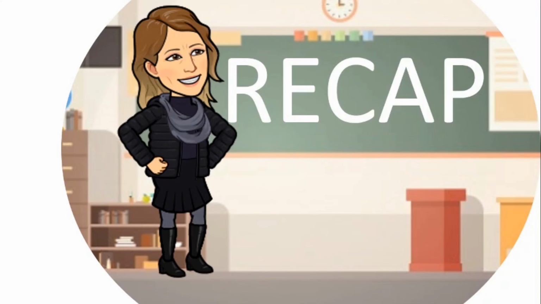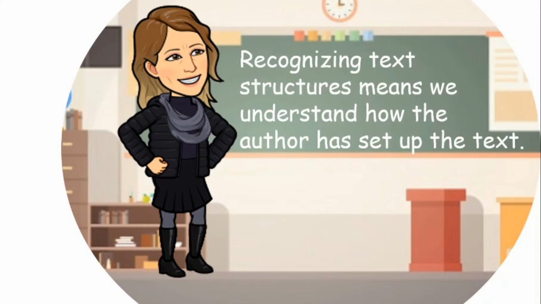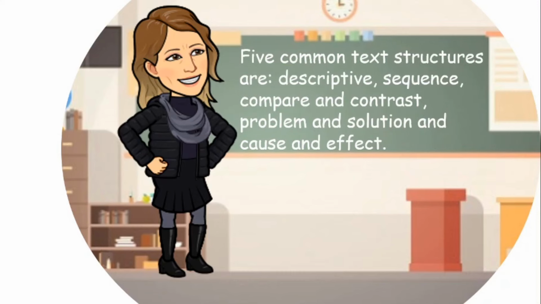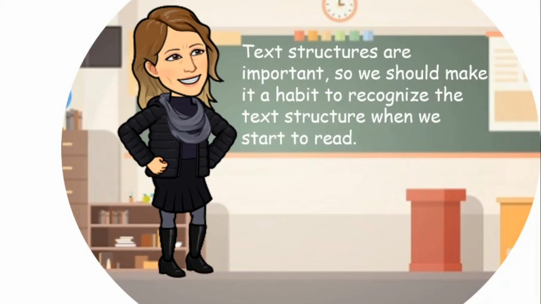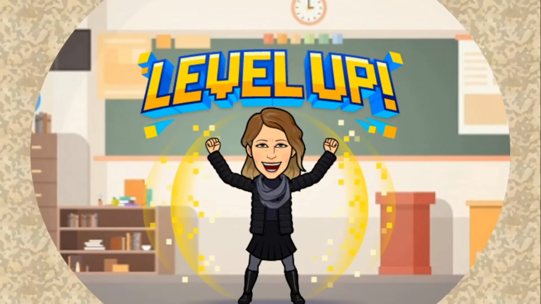Here's a recap of what we've just learned. Recognizing text structures means we understand how the author has set up the text. 5 common text structures are descriptive, sequence, compare and contrast, problem and solution, and cause and effect. Recognizing these text structures gives us several tools to help us understand and remember what we read. Text structures are important, so we should make it a habit to recognize the text structures when we start to read. Congratulations! You've just leveled up your reading knowledge and you're ready to practice the strategy of analyzing text structures.